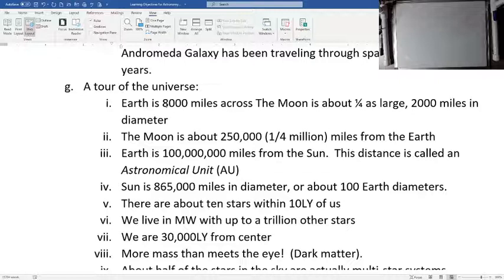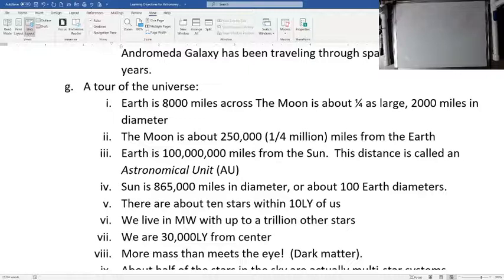The moon is about a quarter as big. By the way, the ancient Greeks knew these two sizes. They knew the size of the Earth and they knew the size of the moon. And we'll talk about how they knew later on. The moon is about 250,000 miles from the Earth. The Greeks roughly knew that number as well.